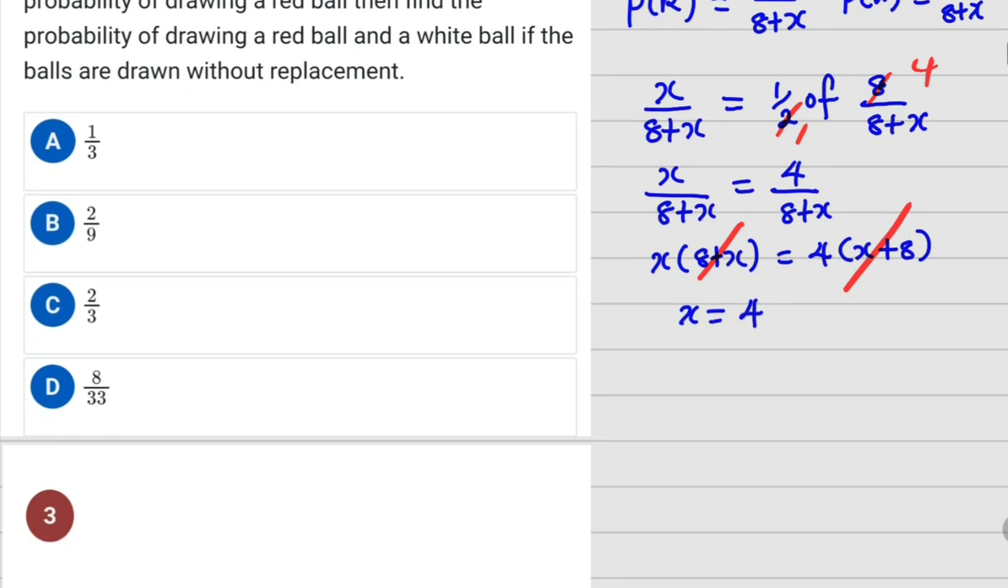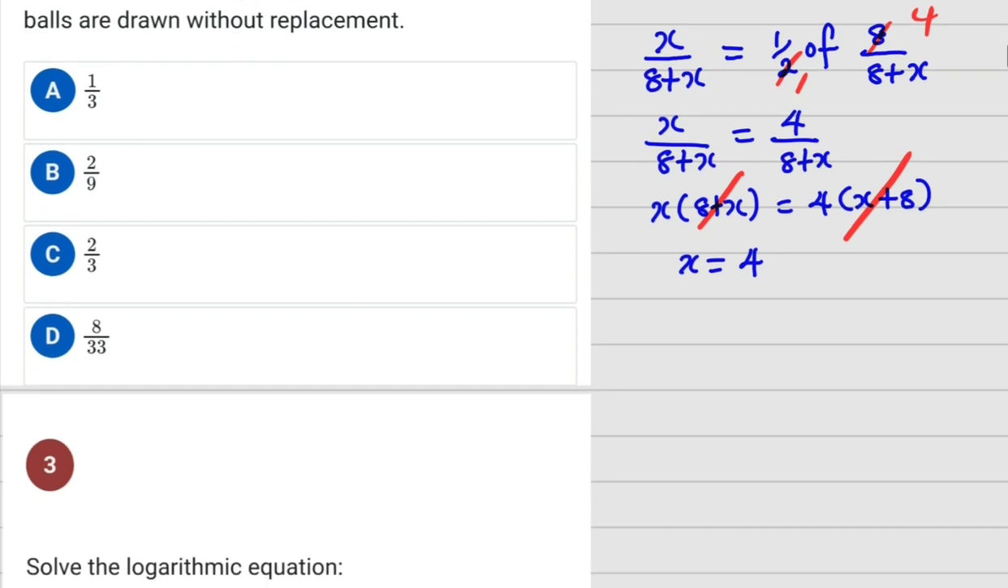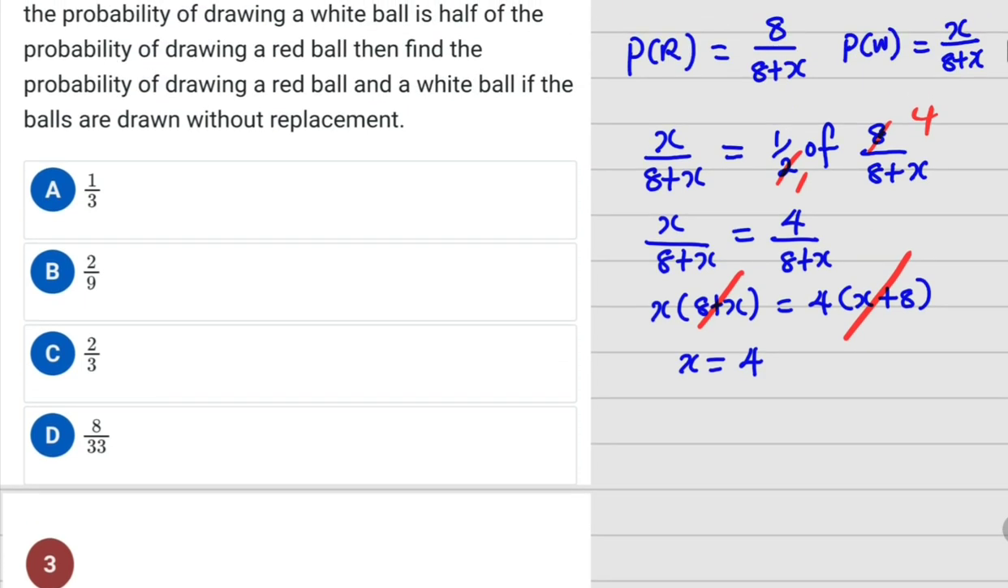Now since I've gotten that X equals 4, we will now go back to see what they said in the last part of the question. They said we should find the probability of drawing a red ball and a white ball. Now I have a small issue with this question because it's not properly framed. We're supposed to know, is there any order or not? But since they make it open, it means they are asking us to find the probability of picking a red ball and a white ball.